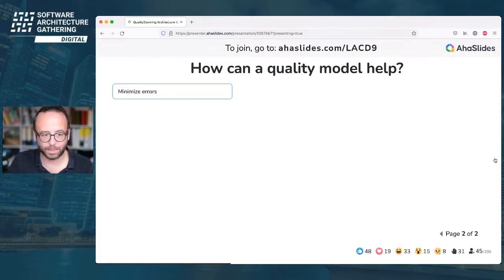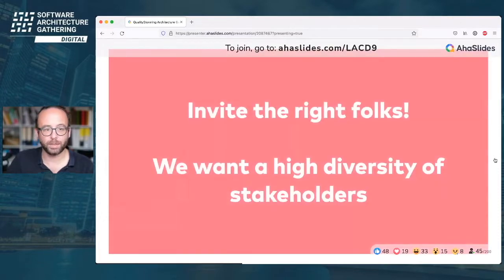And so that leads us directly to the next phase. Please invite the right folks. What you want to have is a high diversity of stakeholders, and I mean diversity in any way. You want various perspectives, you want various opinions. I think the explicit working with stakeholders is a very important part of your day-to-day architecture work. Have a list of your stakeholders.